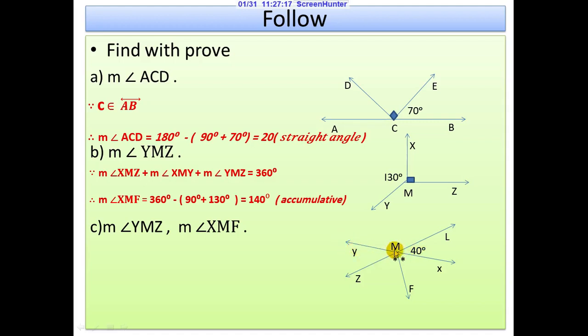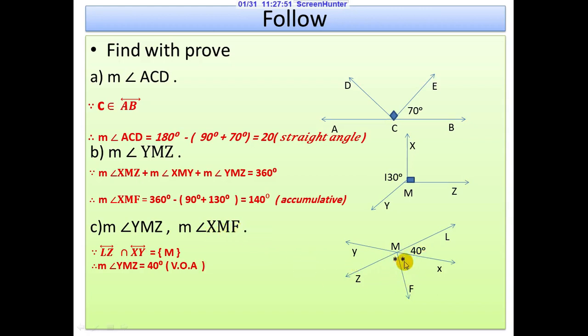Measure of angle YMZ must be equal measure of angle LMX, because they are two vertically opposite angles. But how to write it in proof? Yes, we must write the first condition. Since LZ straight line intersect with XY at point M, therefore measure of angle YMZ equal 40 degree, vertically opposite angle. And how to find measure of angle XMF, this angle?